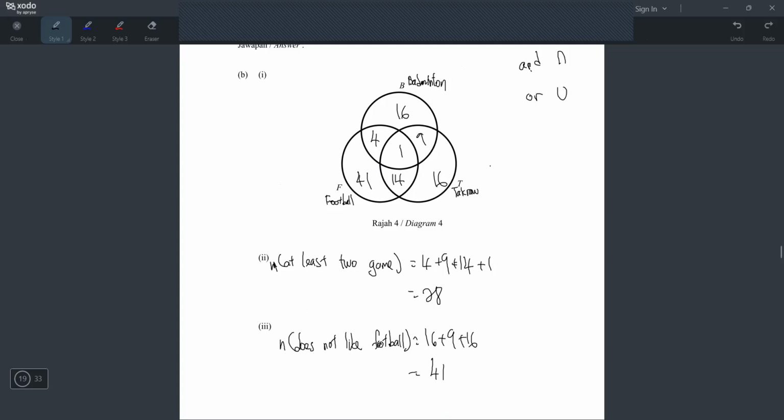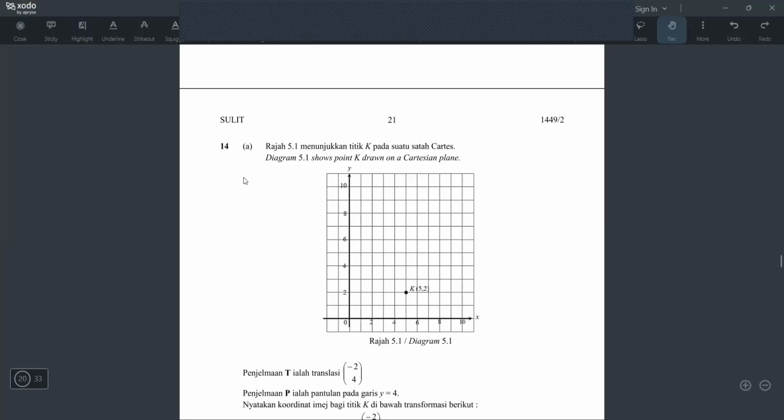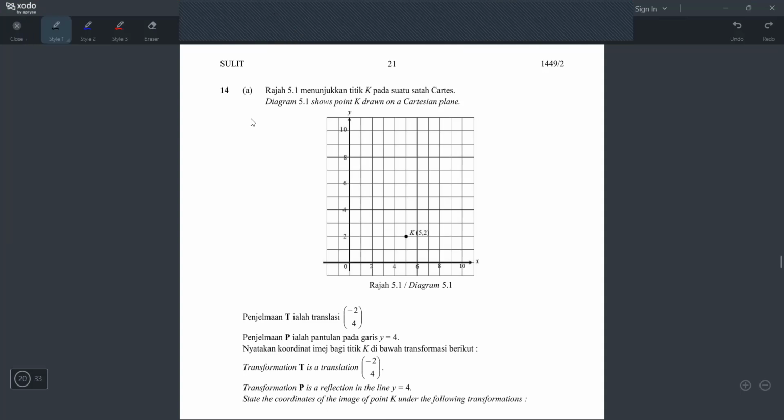Okay, let me check with the answer. 41, 28. Okay, let's see. 41. Okay, correct. And then 16, 4, 1, 9. Okay, correct. So now we can continue.